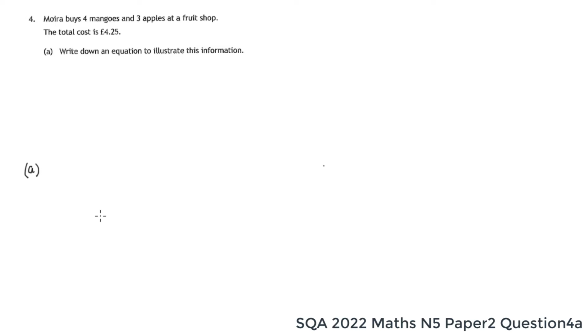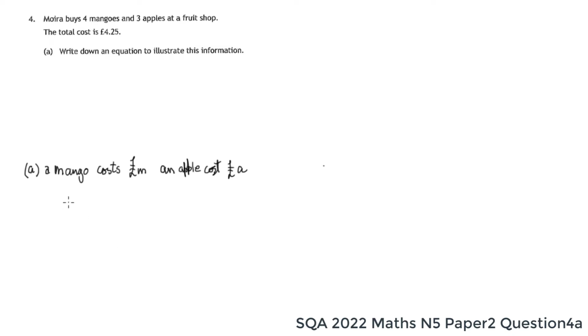So the crucial thing here is to explain what the letters we're going to use stand for. So let's say a mango costs, and so we don't get confused, let's just use the letter M for mango. So a mango costs £M, an apple costs, well, you've guessed it, £A.